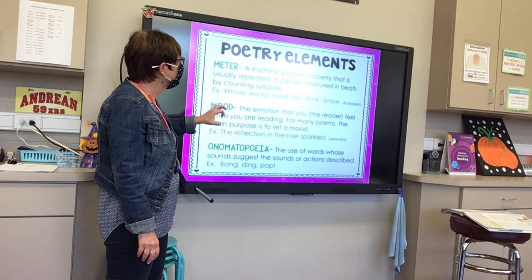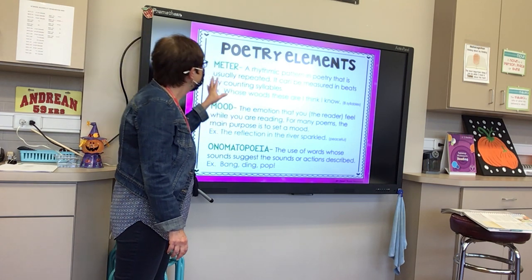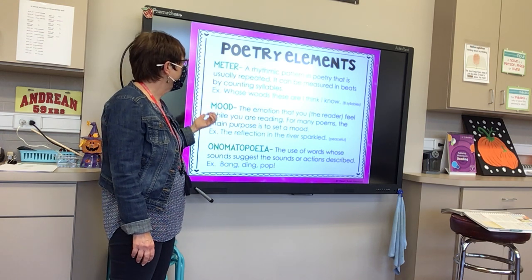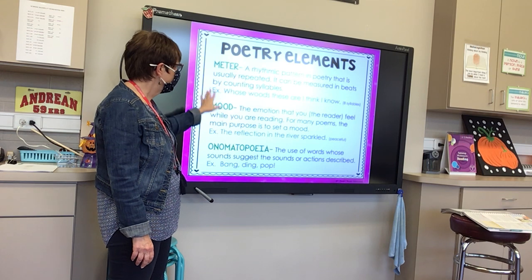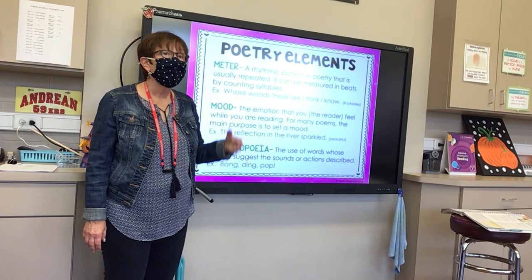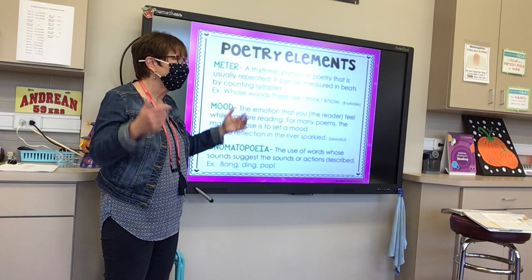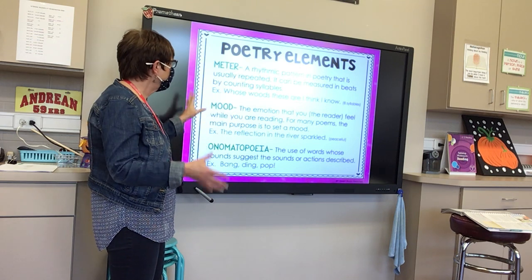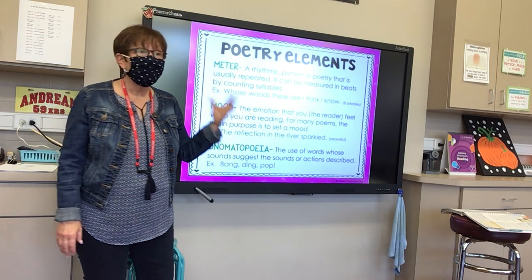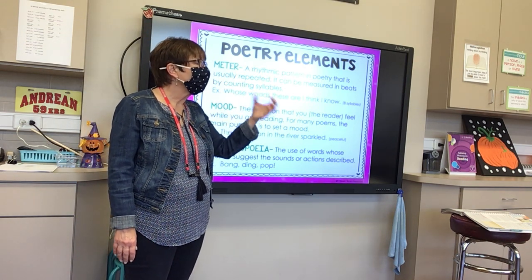There's meter. Meter is a rhythmic pattern in a poem that is usually repeated. It can be measured in beats by counting syllables. Here's an example. Whose woods these are, I think I know. That's 8 syllables. So those would all be certain syllables. So a poet will decide, I want to have so many syllables in a line. And they'll keep up a certain pattern.